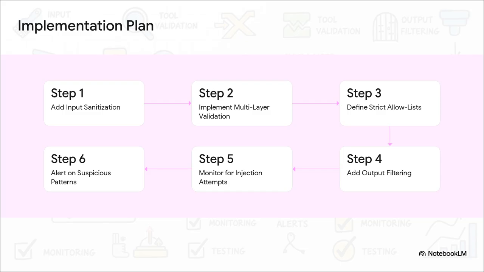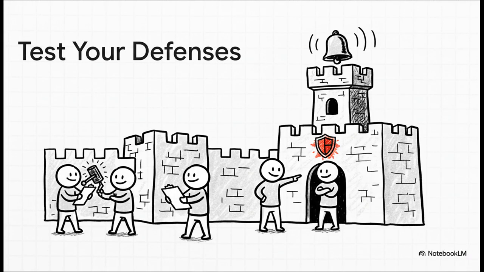Number 1, add input sanitization. 2, implement that multi-layer validation we talked about. 3, define very strict allow lists. 4, add output filtering. 5, constantly monitor for injection attempts. And number 6, make sure you have alerts set up for suspicious patterns so you know immediately when someone's trying to get in. And please remember this.